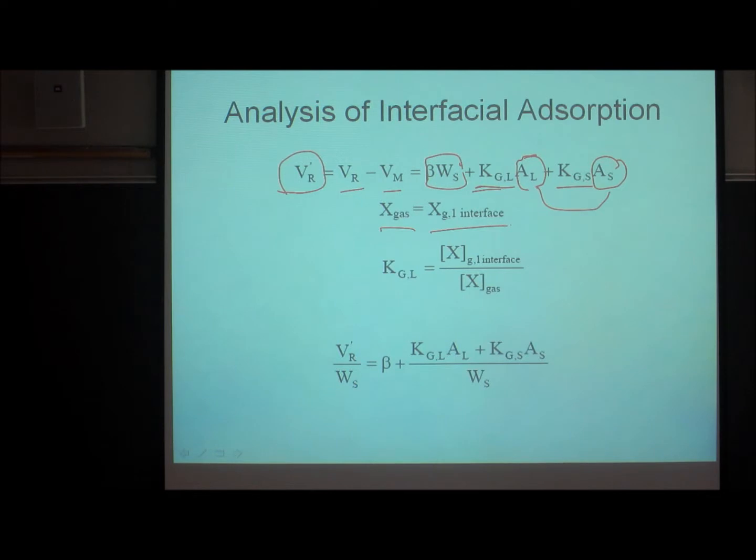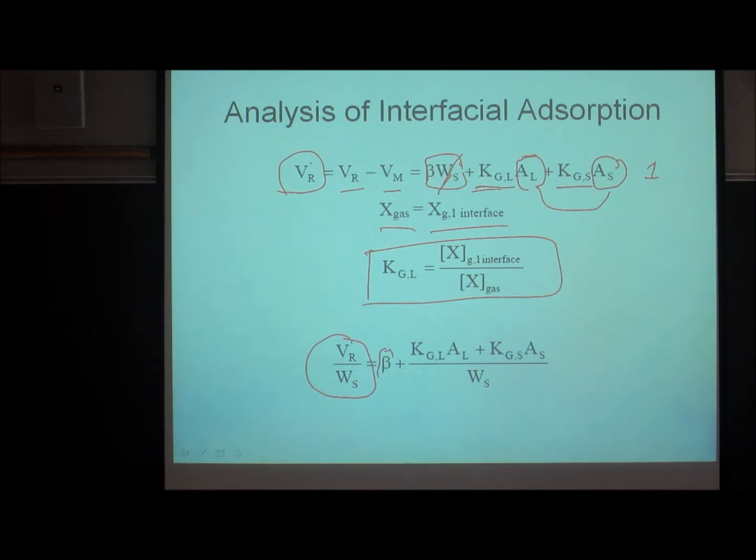So I'm just going to show it for the liquid interface here. We have the concentration of the solute in the gas phase in equilibrium with the concentration of the solute at the gas-liquid interface, and we represent that ratio as this distribution coefficient. Now, if we take this top equation and divide out WS on both sides, so we're going to look at VR prime over WS, that divides that out, so all we get is beta here.